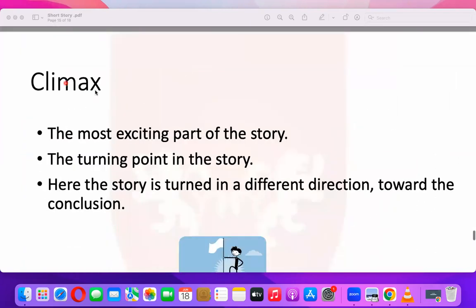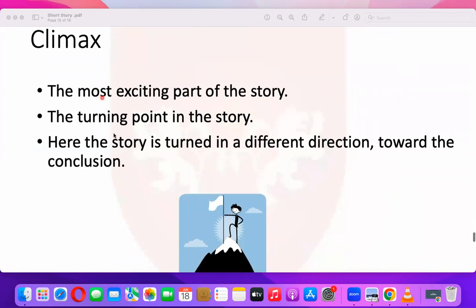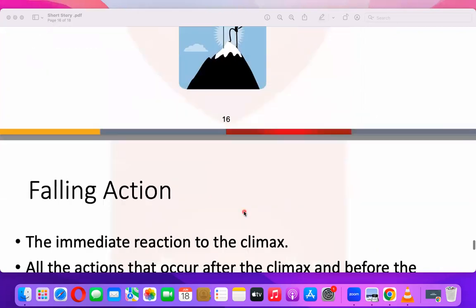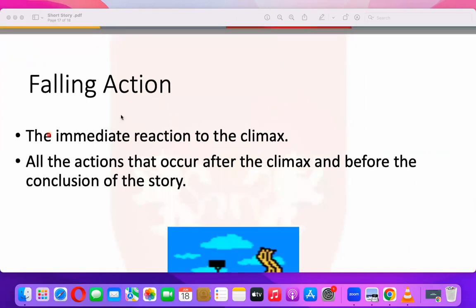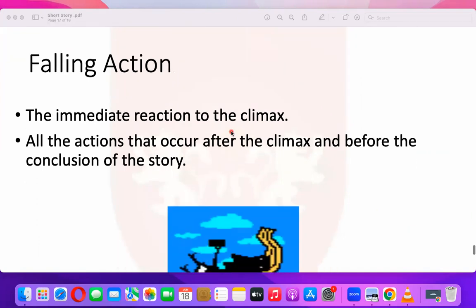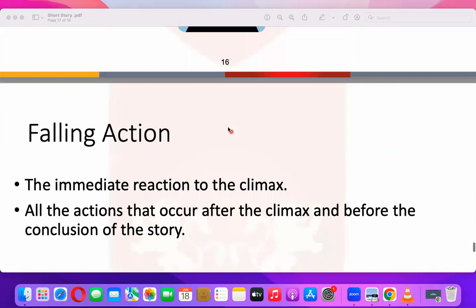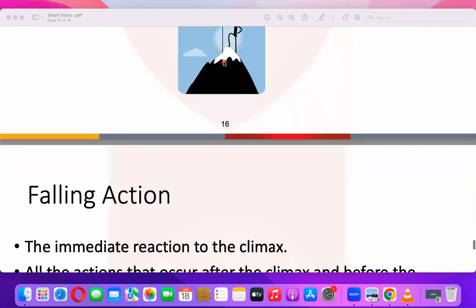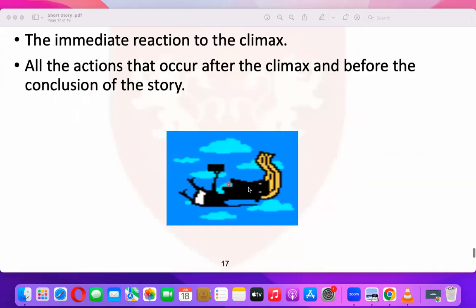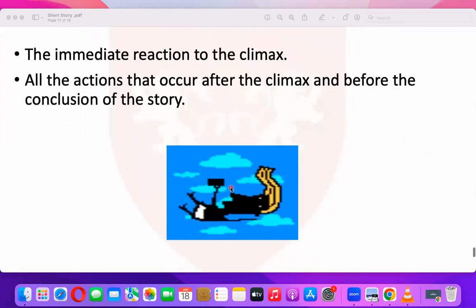Then we have the climax. The climax is the most exciting part of the story, يعني أكثر نقطة في القصة إثارة. After the climax, right after, we have the falling action. The immediate reaction to the climax, يعني شو اللي صار بعد الكلايماكس. For example, this one is on top of the mountain and then he jumped off the mountain. So this one is the falling action.